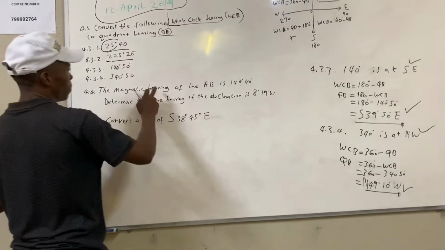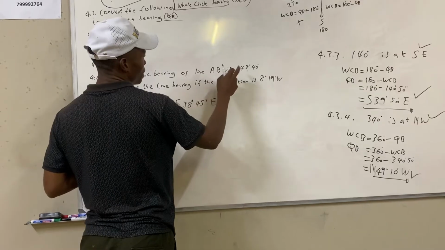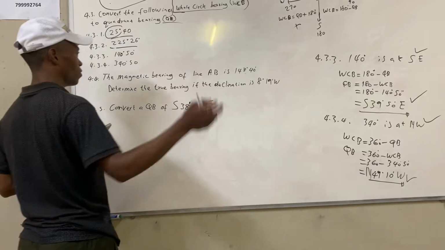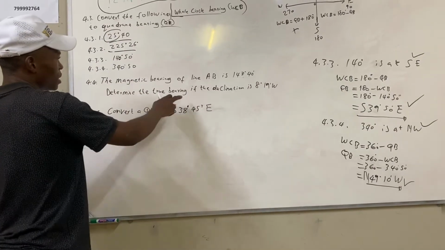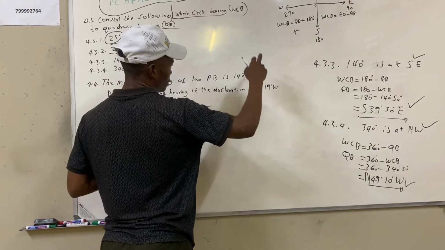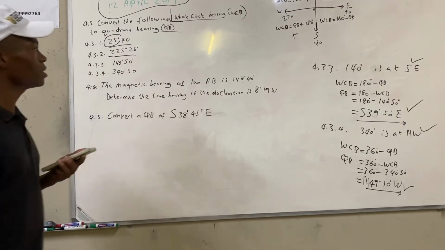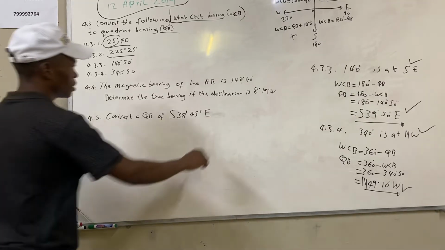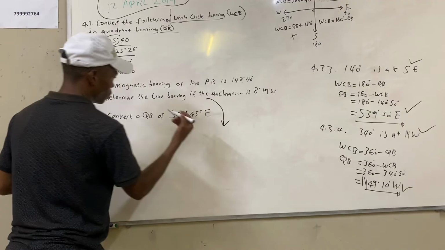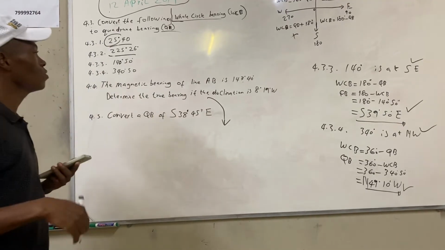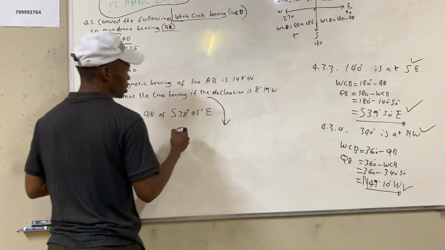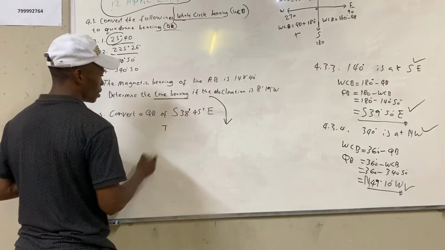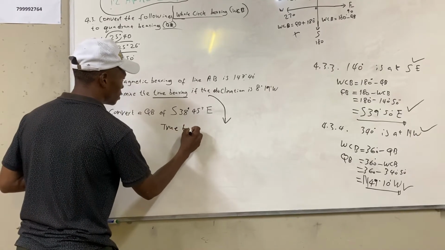The question says what? The magnetic bearing of the line AB is 143 degrees 40 minutes. Determine the true bearing if the declination is 1 degree 8 minutes 90 seconds. So as we know, this question is very simple. You must make sure that you know the formula by heart, because there is no way you are going to be given that formula. So the true bearing, we are calculating what? The true bearing. This is the formula.